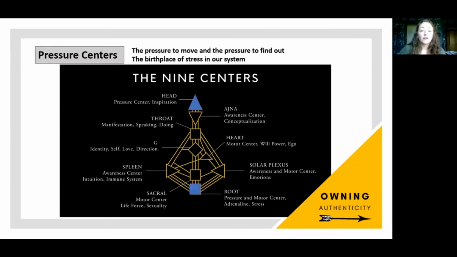So first up are the pressure centers. This is where energy is generated in our circuitry. This is where pressure is generated, and the birthplace of stress. There are two different kinds of stress in pressure: the pressure to move, and the pressure to find out. We're going to talk more about both of these in depth when we study the individual centers.